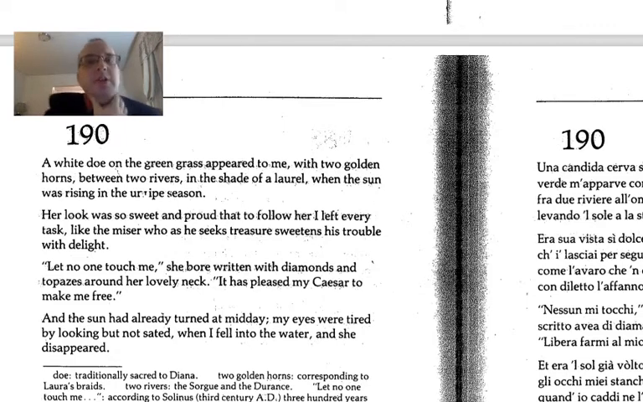So to read this one: a white doe on the green grass appeared to me with two golden horns, between two rivers in the shade of a laurel, when the sun was rising in the unripe season. Her look was so sweet and proud that to follow her I left every task, like the miser who as he seeks treasure sweetens his trouble with delight. Let no one touch me, she bore, written with diamonds and topazes around her lovely neck. It has pleased my Caesar to make me free. And the sun had already turned at midday. My eyes were tired by looking but not sated when I fell into the water and she disappeared.